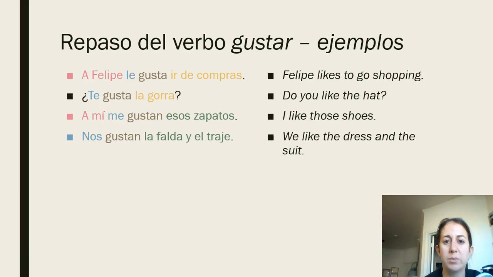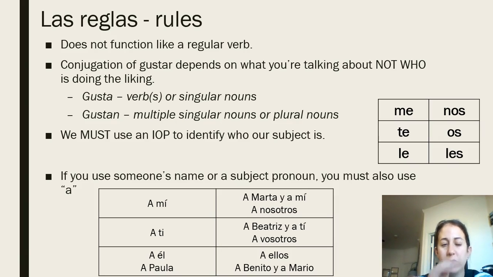So if you'll notice, we've got some color coding going on. Please make sure that you take note of that. You might even want to revisit after we talk about our next slide. So let's talk about some rules with our verb gustar.